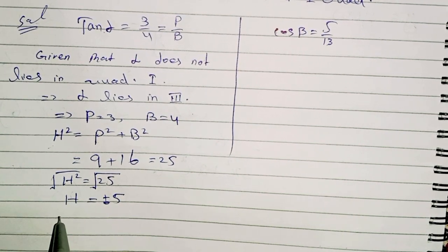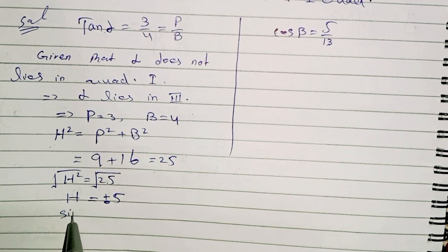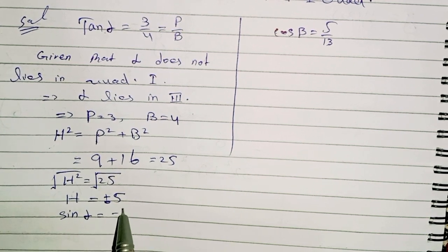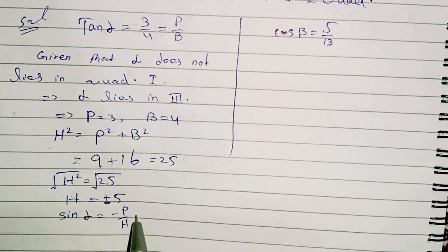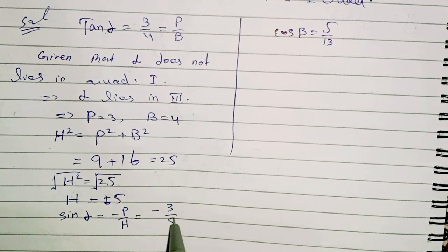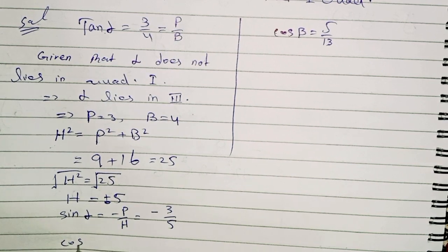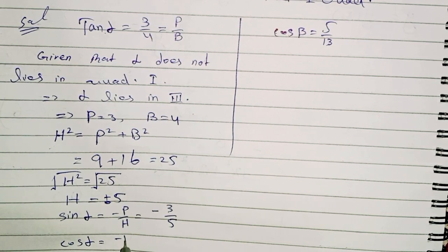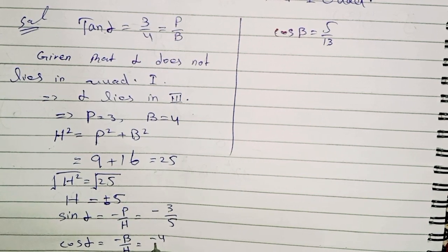Now sin alpha is equal to minus p over h, which is minus 3 over 5, and cos alpha is equal to minus b over h. It will become minus 4 over 5.